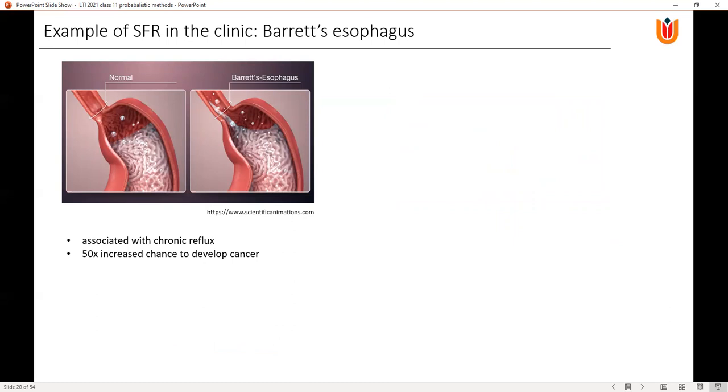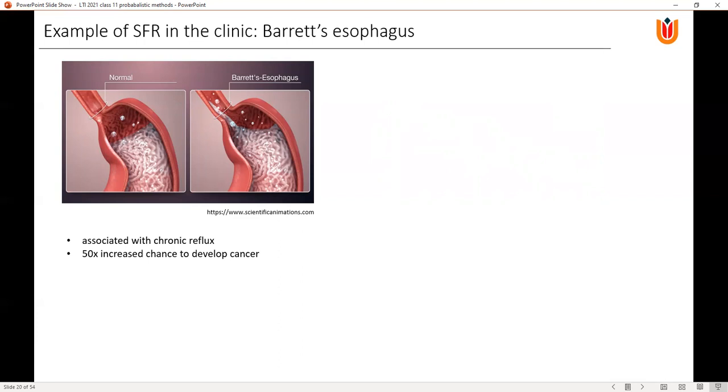We have used this technique clinically as well to measure the occurrence of Barrett's esophagus. I'm not sure if you're familiar with that. Hopefully not. So I'll briefly explain what it is. It is associated with reflux, so stomach acid that comes up.